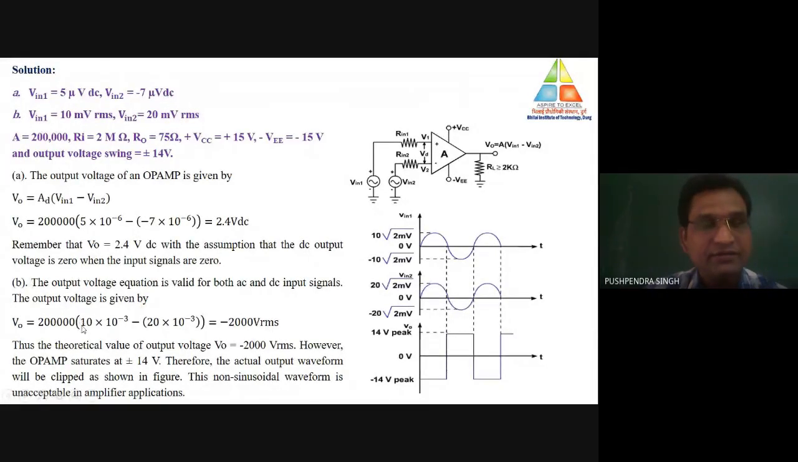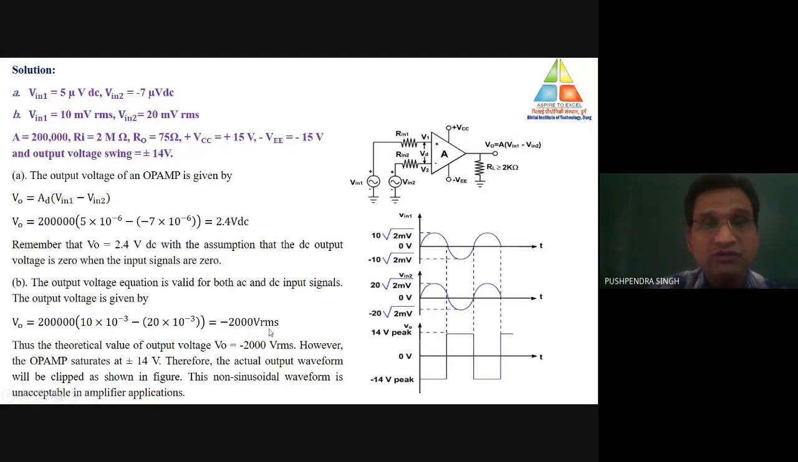In part B, again we substitute the values in this expression, because both the inputs, V in 1 and V in 2, are available. What is the value of AD? AD is that one. What is the value of V in 1? 10 millivolt. Minus what is the value of V in 2? 20 millivolt. So that is the value of output.